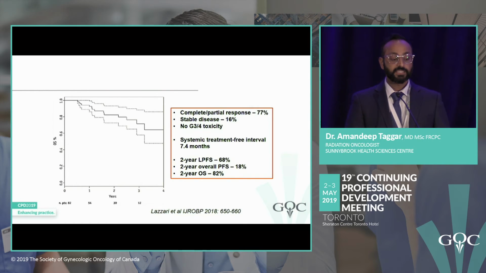Another group that treated about 80 women with ovarian cancer with SBRT found that the complete and partial response was up in three quarters, 77%, and they had no grade 3 or 4 toxicity, so very low toxicity. I have to reinforce that these are women who were treated with multiple lines of chemotherapy, and they had previously received at least 2 or 3 cytoreductive surgeries.